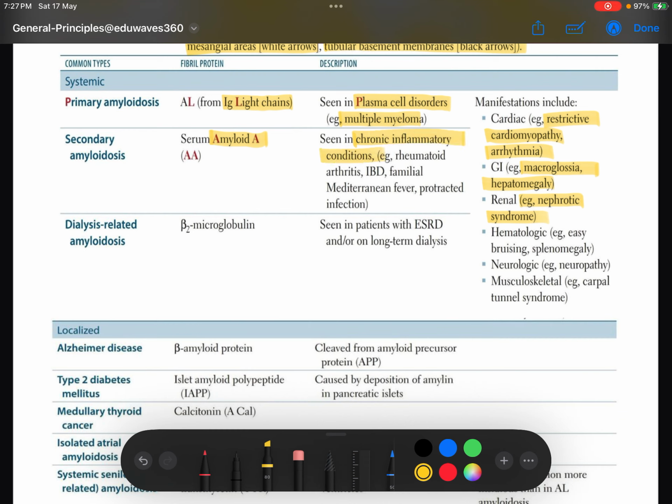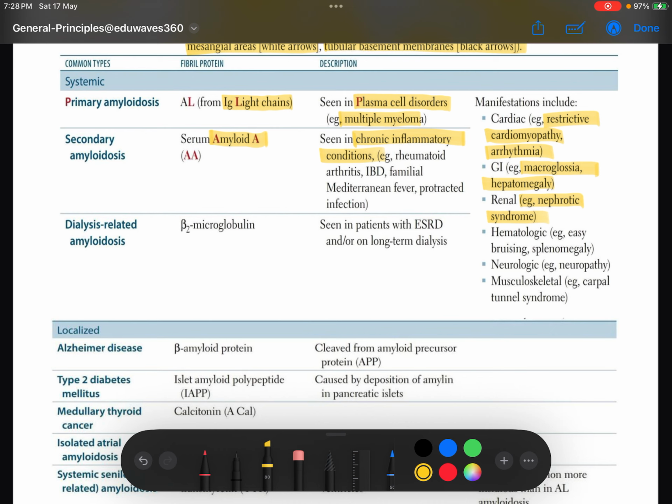Okay, inflammatory diseases like rheumatoid arthritis, inflammatory bowel disorders, or irritable bowel disease, or familial Mediterranean fever. And organ damage includes the kidneys, nephrotic syndrome, and the liver and tongue. In the liver and tongue, mostly we can see hepatomegaly and macroglossia.